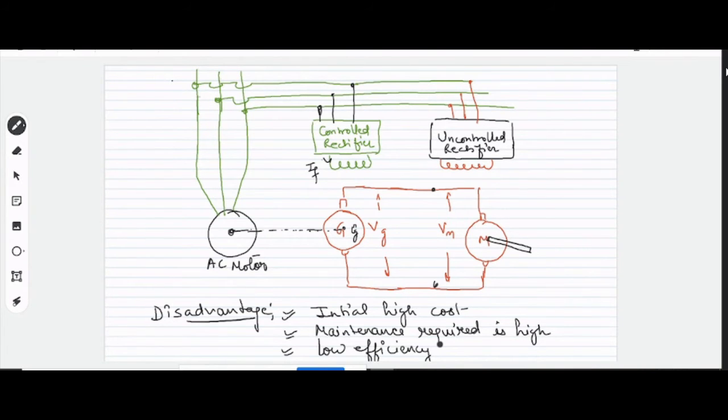Sir, multi-speed and variable speed cannot be done. No, you can have a variable speed from there.